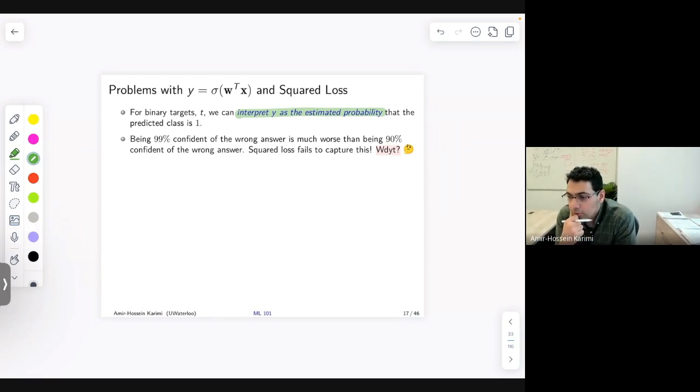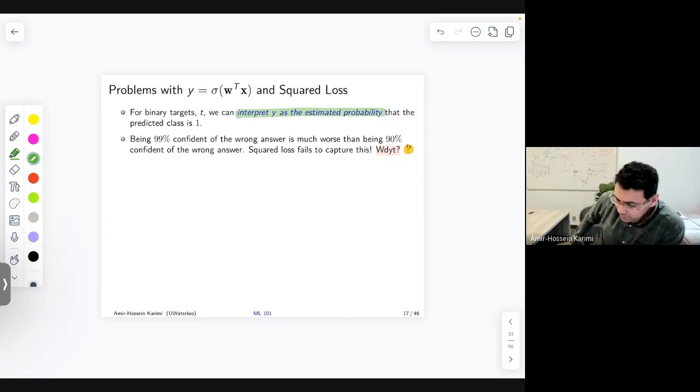Right? And the reason for this being important is that being 99% confident of the wrong answer is, of course, worse than being 90% confident of the wrong answer, right? And we should somehow figure out how to penalize these two differently. So let's look at why this is a problem with previous approaches.